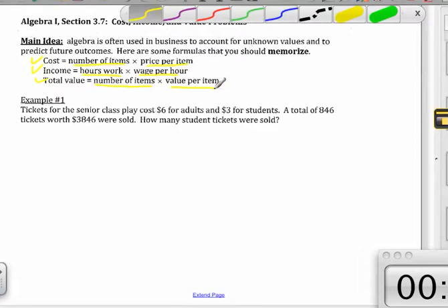It says tickets for the senior class play cost $6 for adults and $3 for students. A total of 846 tickets worth $3,846 were sold. How many student tickets were sold? All right, so let's think about this for a second. They gave us two pieces of information. They told us how many tickets were sold.